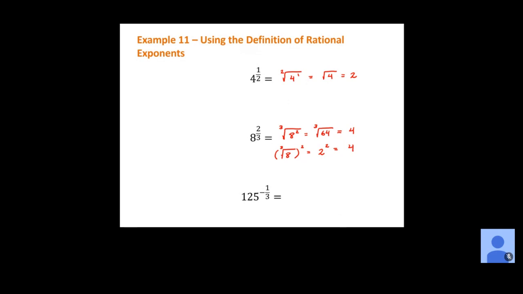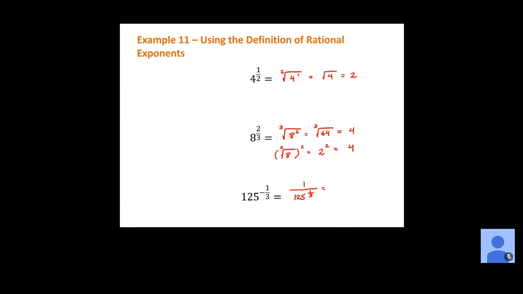Get rid of the negative. Thank you. Good. So if we get rid of the negative exponent, how are we going to do that? Think back to our rules that we looked at last week for negative exponents. How do we get rid of a negative exponent? Good. We're going to move it to the denominator, right? So we're going to put 1 over 125 to the positive 1/3 power now.